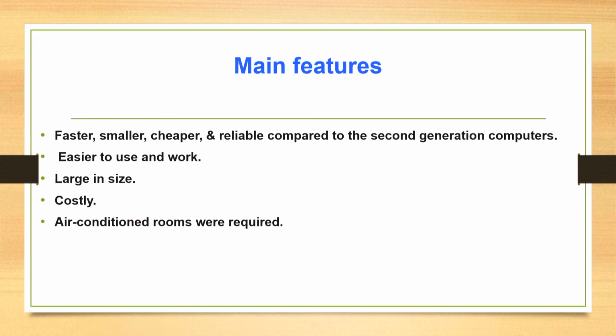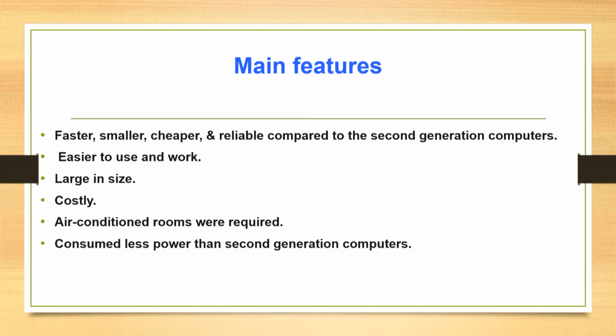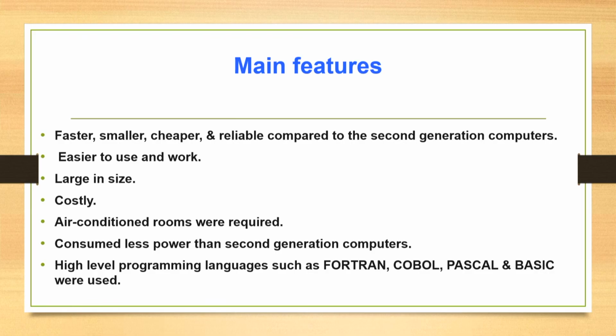Costly, air conditioned rooms were required and it consumed less power than the second generation computers. And the languages that were used were Fortran, COBOL, Pascal and BASIC. So, these are the main features of the third generation of computers.